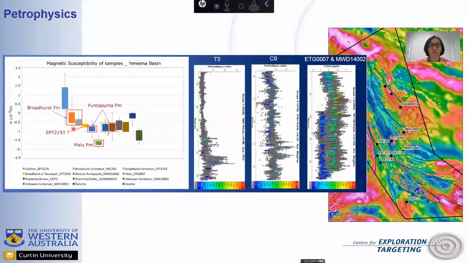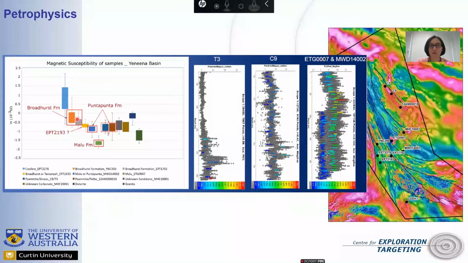Also, we measured some petrophysics data, and we see that the magnetic susceptibility of the rocks is completely different from each other. For example, the Malu formation has a very low magnetic susceptibility, and the Broadhurst formation has a high magnetic susceptibility, which is different from EPT 2193, which is supposed to be Broadhurst formation. On the other hand, we have a Punta Punta formation here with a high magnetic susceptibility, which is again different from the Malu formation, and it's very similar to the rocks in the under-cover zone.